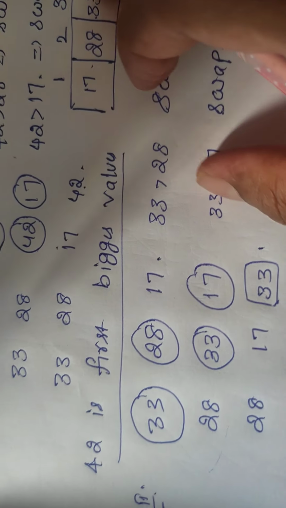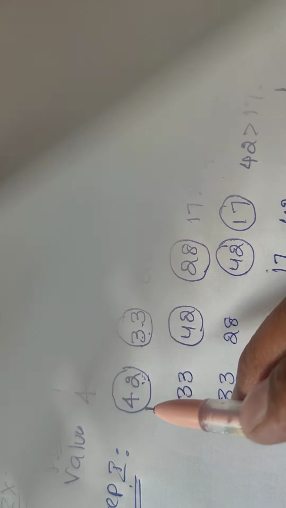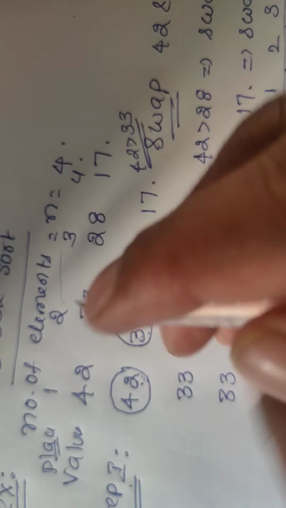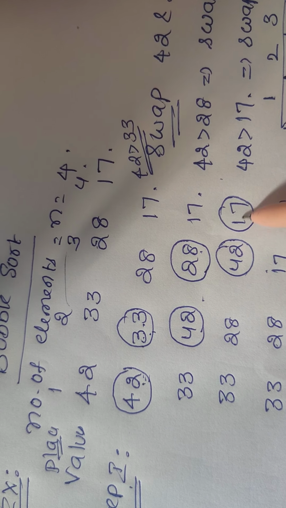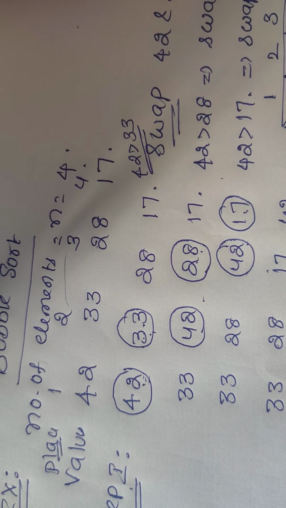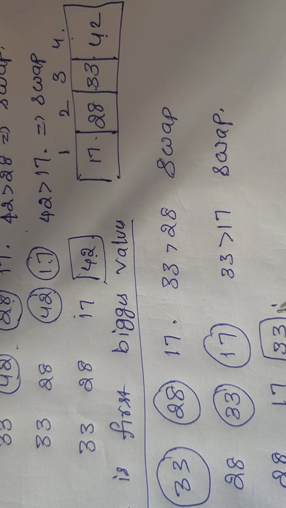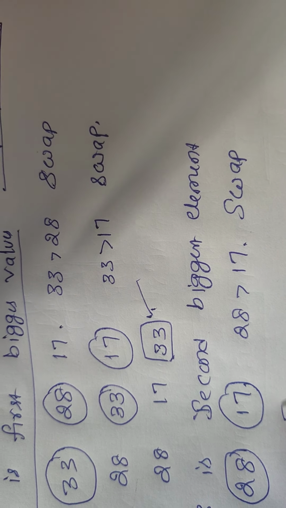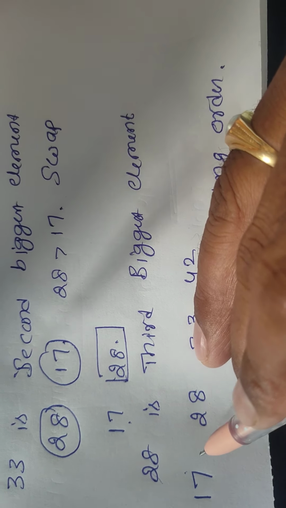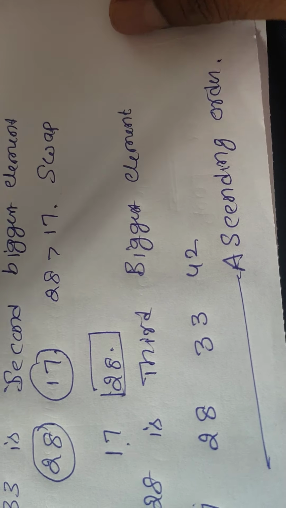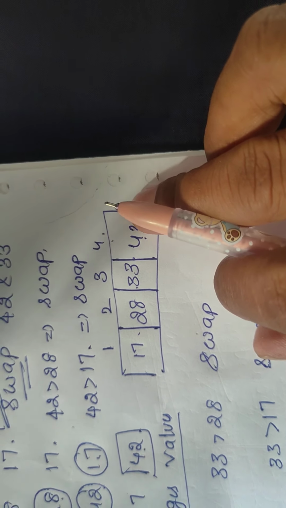What we do is compare each element with the next element: 42 with 28, 42 with 17, and so on. By using this we find the first biggest value, then the second biggest value, then the third biggest value, and finally we automatically get 17 as the last one. That means all values will be in ascending order.